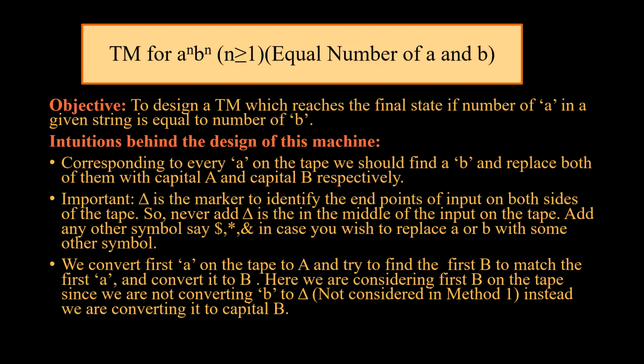We will convert first A on the tape to capital A and try to find first B to match with first A and convert it into capital B. So likewise, we will keep on converting all small a into capital A and match with all small b into capital B. And in the end, if we come across such a point where all the A which were converted into capital A is equal to all the B which were converted into capital B, this means that number of A is equal to number of B.